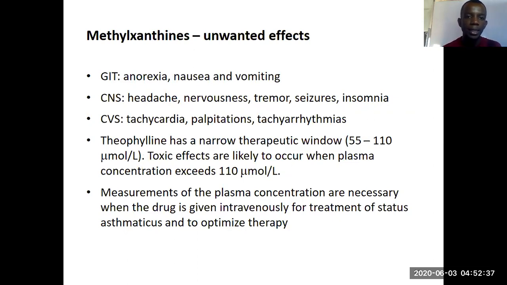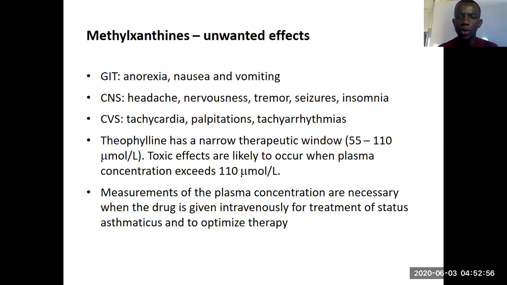In the GIT, there are anorexia, nausea, and vomiting as side effects. On CNS, we've got headache, nervousness, tremors, seizures, and insomnia. On CVS, tachycardia, palpitations, and tachyarrhythmias as side effects.